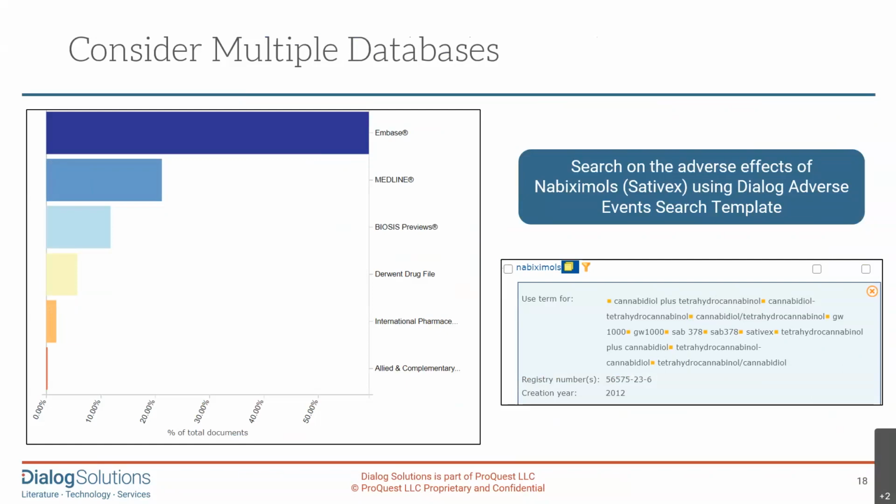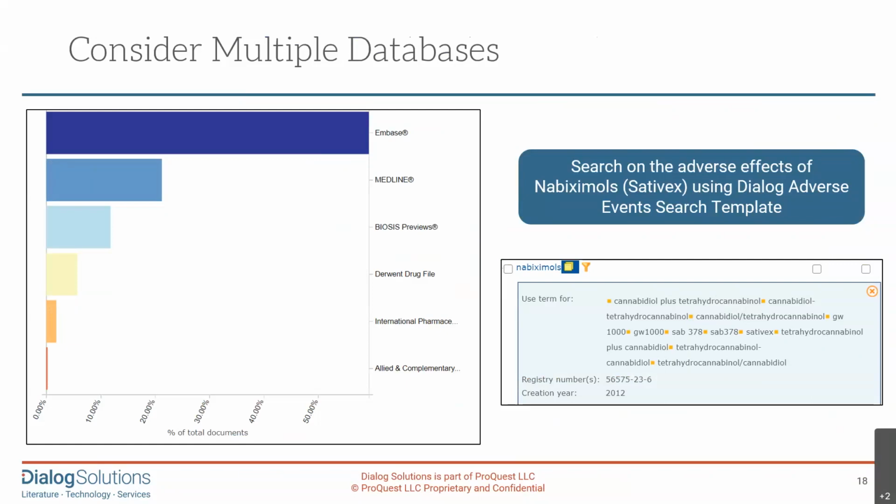So no real surprise. Embase came up with over 50% of the references. Embase indexes drugs very, very well for a high recall. Medline was second with just over 20%. And then Biosis also is significant here.